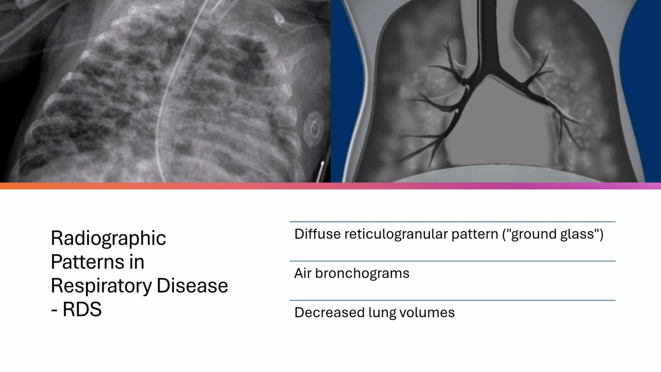Radiographic patterns in respiratory disease are extremely high yield for the exam. Respiratory distress syndrome has a classic appearance, and you will probably see a question asking about recognizing it. The three classic findings are a diffuse reticulogranular pattern, often described as ground glass appearance. Air bronchograms are visible as dark branching structures against the white background of consolidated lung. Overall lung volumes appear decreased. These findings reflect diffuse atelectasis due to surfactant deficiency.